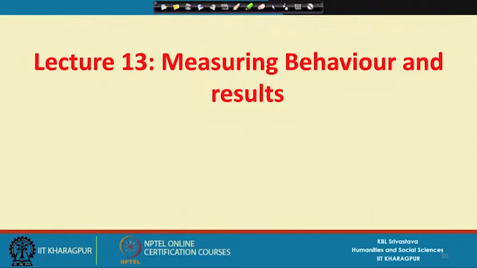Okay, so welcome to lecture 13. You remember we talked about the different approaches to measure performance: the behavior approach, the result approach and the trait approach. We are not going to discuss the trait approach, because sometimes it is considered a part of behavior, especially your traits, your characteristics, your personality, which could be considered part of your behavior, which might lead to better performance. But it is not a direct measure of performance. So, we are excluding that.